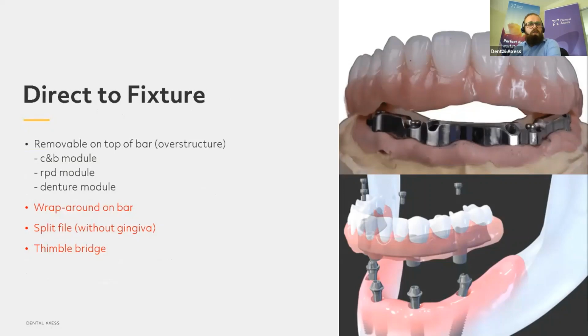Another option is to go for a wraparound bar. That normally takes a little bit more manual labor, but it's a really good solution. You see it in the bottom right picture. There is another function called a split file, without the gingiva, so you have the titanium part direct to fixture, and on top of that is a bridge or a crown. And we have a temporary bridge. The three below I'm not going to demonstrate today. We're going to stick with the top three: the crown and bridgework module, the RPD module, and the denture module.